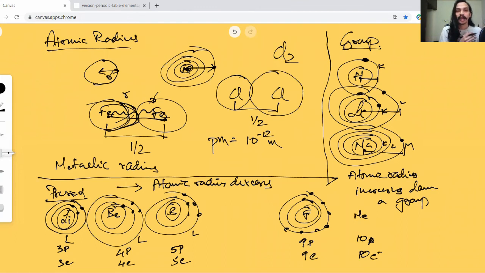Okay, so we know that atomic radius is going to decrease when you go from left to right in a period.